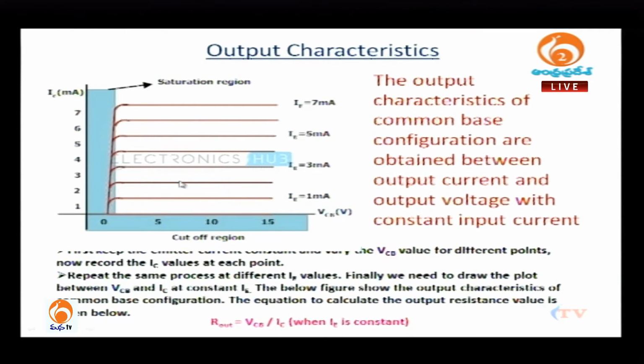This entire region is called the active region. In the active region, the collector to base junction is perfectly reverse biased and the emitter to base junction is perfectly forward biased. Now, coming to this other shaded region to the left of the y axis, it is the saturation region.